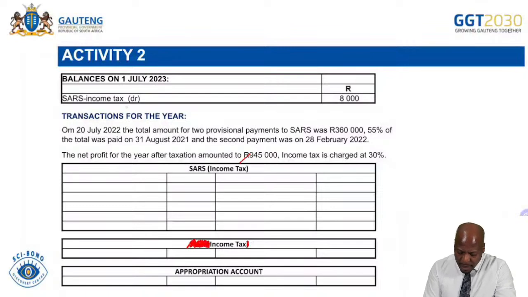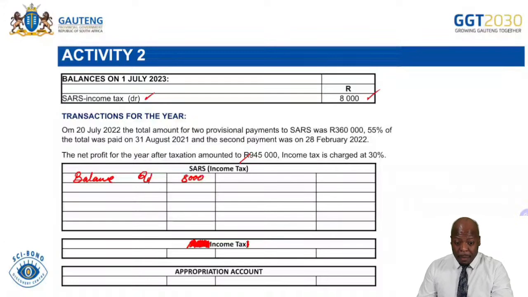We are told that the SARS income tax has a debit balance of 8,000. So that simply means when I come now into my SARS income tax, I'll start it off with a debit balance. There it is. I have my balance brought down, which is 8,000, a debit balance. Then the next transaction says, on 20 July, the total amount for two provisional payments to SARS was 360,000. 55% of the total was paid on the 31st of August, and the second payment was paid on the 20th of February. So let's record these separately.